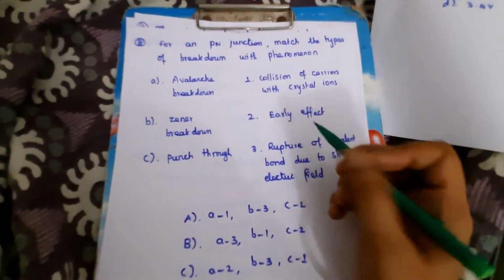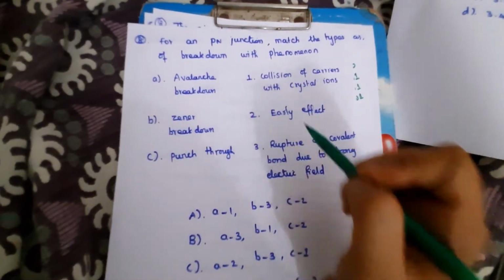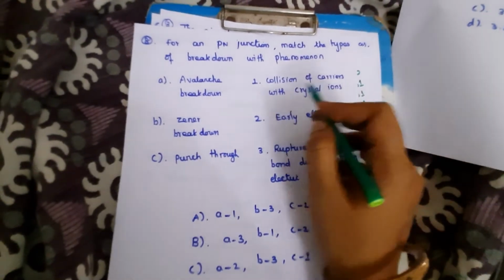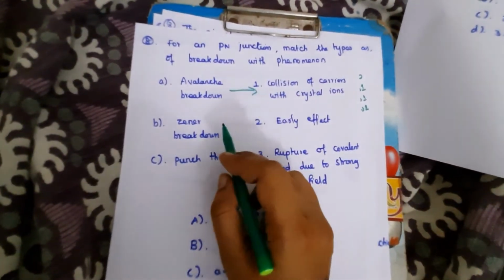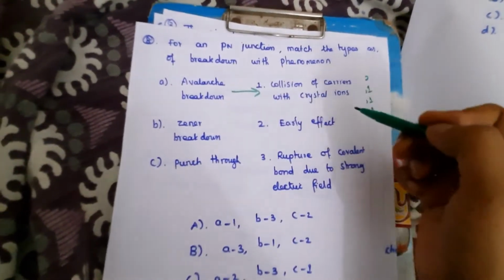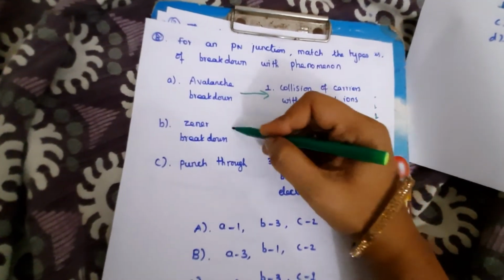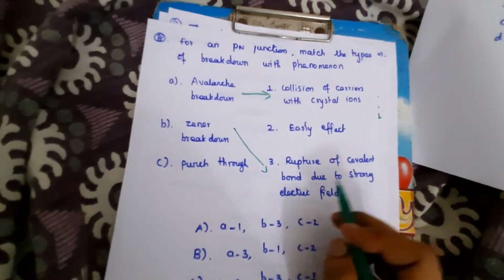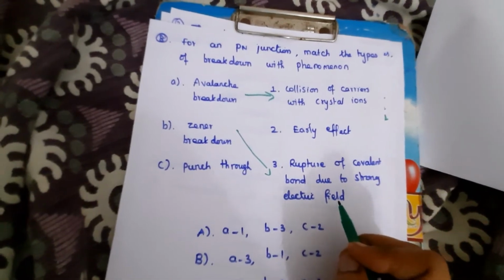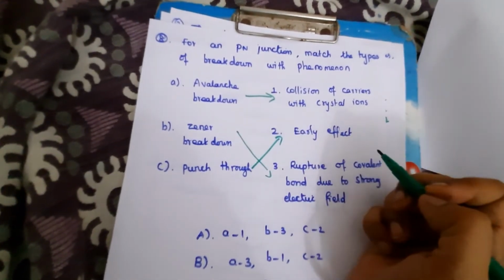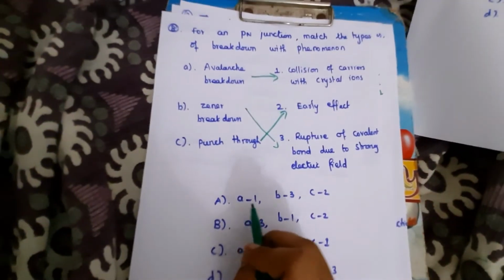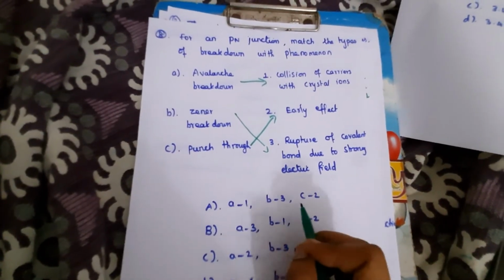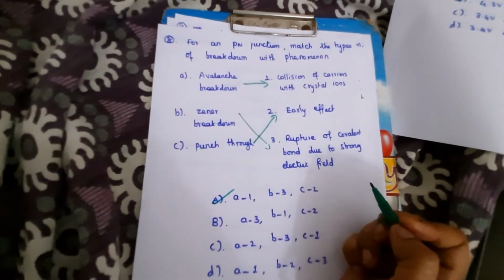And the eighth one, avalanche breakdown is due to collision of the carriers. So A is 1. And Zener breakdown is due to the rupture of covalent bonds due to a strong electric field, and punch through is due to the early effect. So here A is 1, B is 3, C is 2. So here the answer is A.